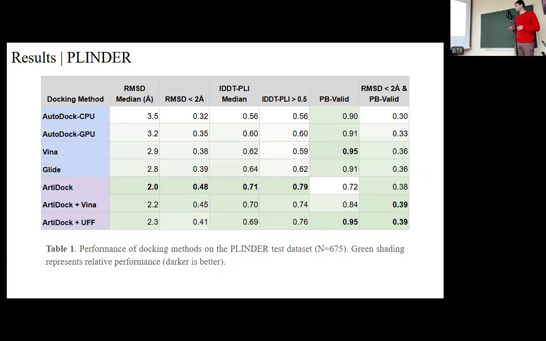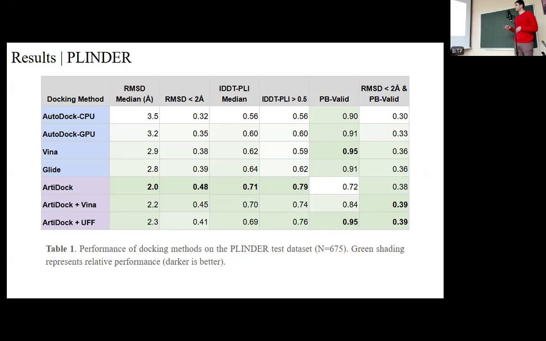And these results depict performance on the Blinder test set, consisting of 675 distinct protein ligand complexes. The machine learning-based tool is able to outperform classical tools in terms of root mean square deviation of atomic coordinates between predicted and experimental data. Also in terms of fraction of correctly reproduced interatomic contacts.